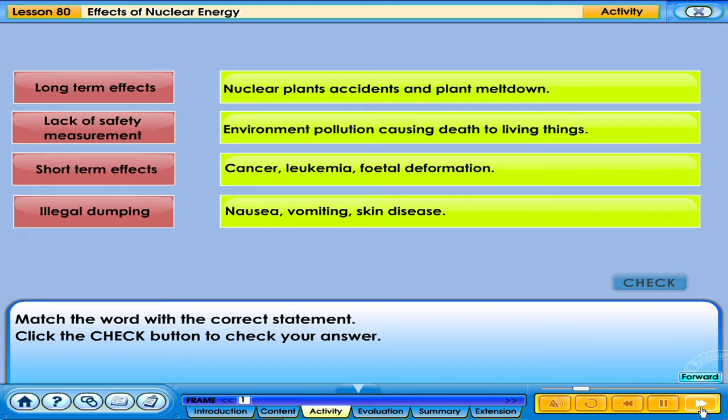Match the word with the correct statement. Click the check button to check your answer.